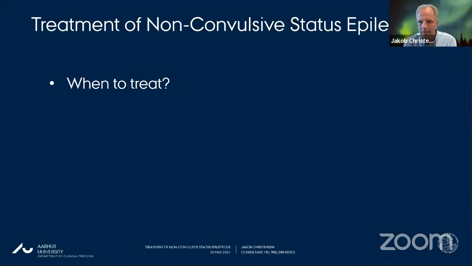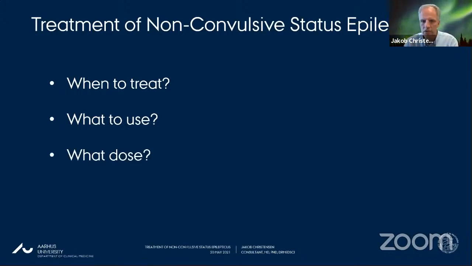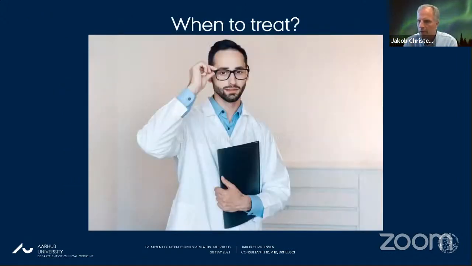So there are a number of issues that I would like to address in this talk. First of all, when to treat. We've discussed that early on, and Eugen touched upon this early on, but I'll continue a bit of discussion on what to do. Then the next issue is what to use, what kinds of drugs to use. Next thing is what dose to choose, and finally what to do when it fails. So first of all, when to treat.